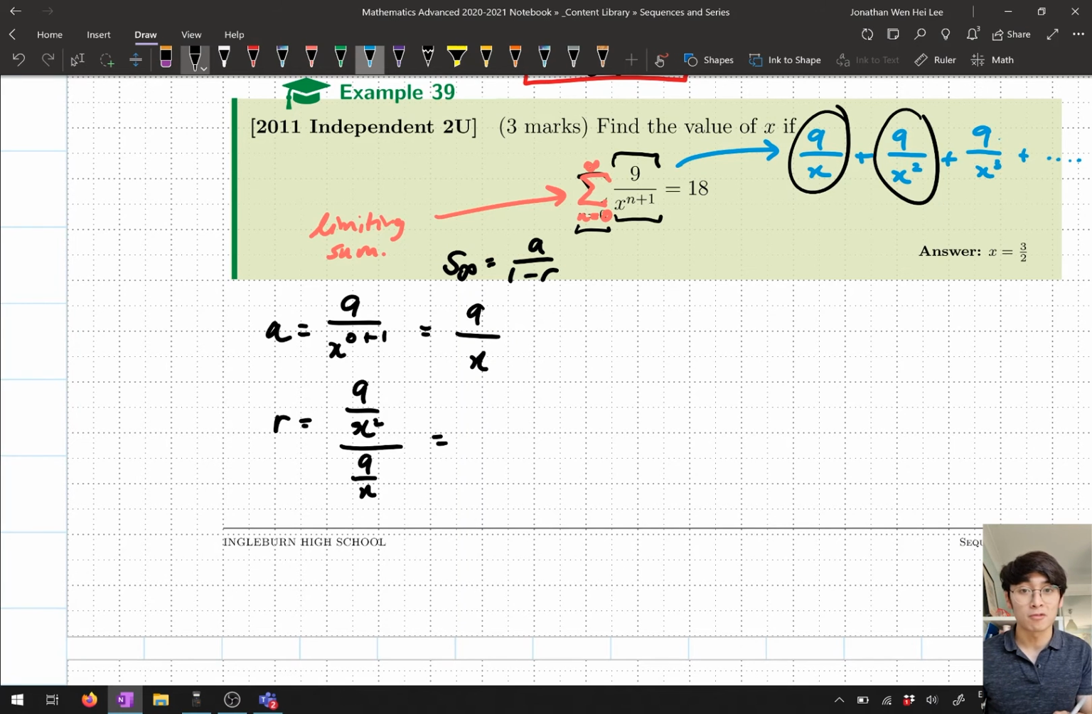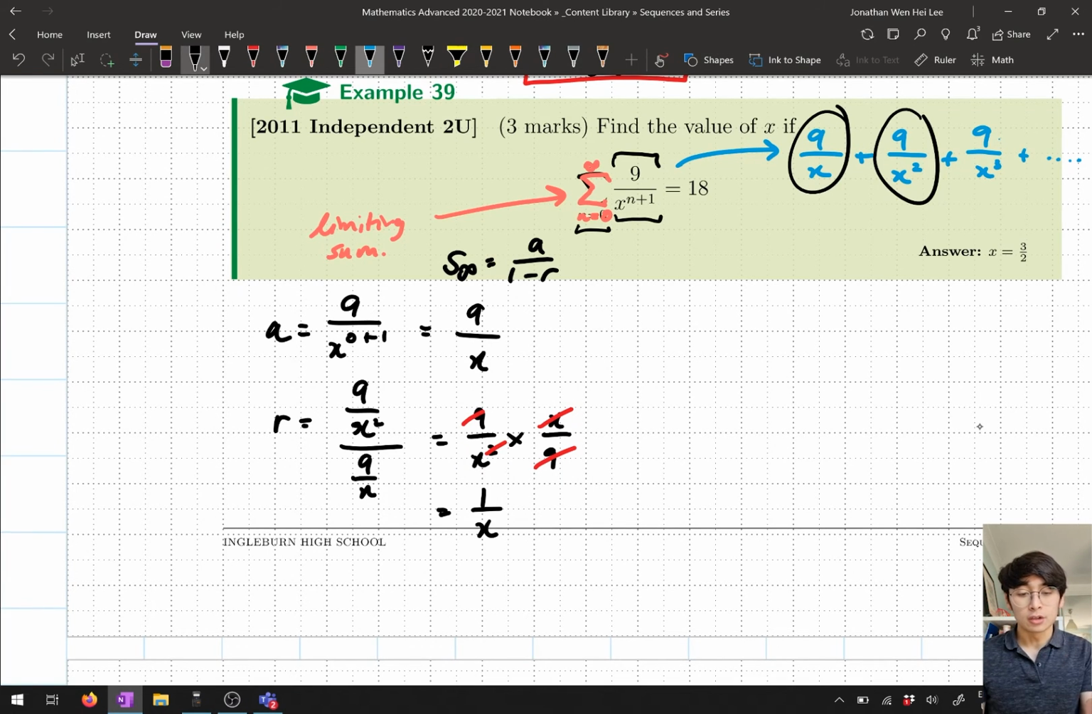Now when I divide by a fraction, once again we just flip it and multiply. So we've got 9 over x squared times x over 9. And here I can start to cancel out a few things. The 9s cancel, and x will cancel out x squared and leave me with an x. And so here I have a common ratio of 1 over x.